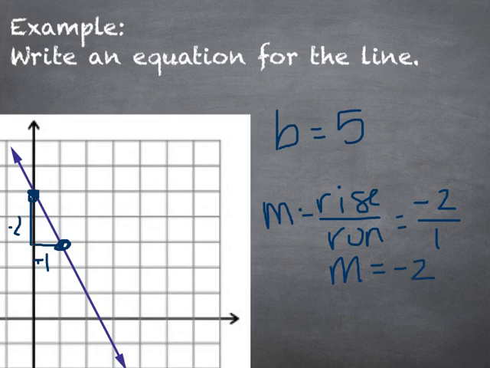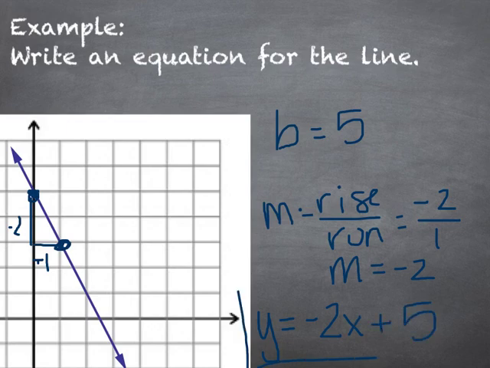We'll plug that into y equals mx plus b. y equals negative 2x plus 5. We have written our equation of the line.